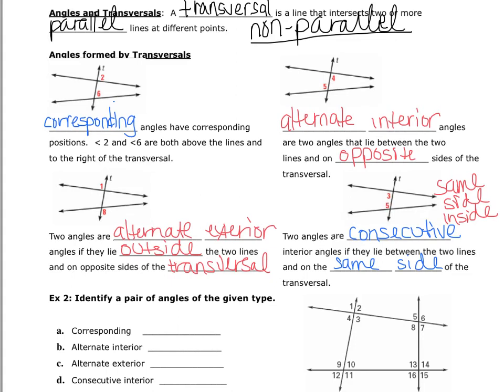Now what we're going to do is look at this bigger picture down here and see again all the different angles and apply all of these names to the angles. These are all new words, new definitions you're going to need to know. Again, corresponding angles, alternate interior, alternate exterior, and consecutive.